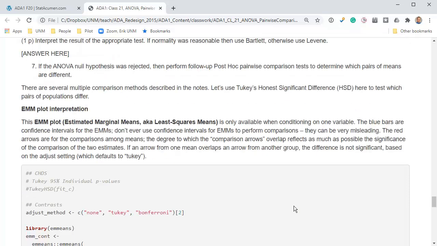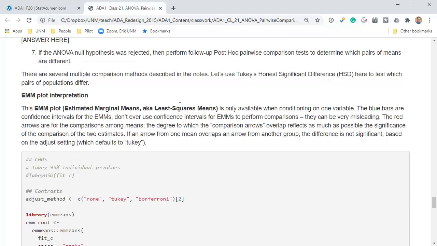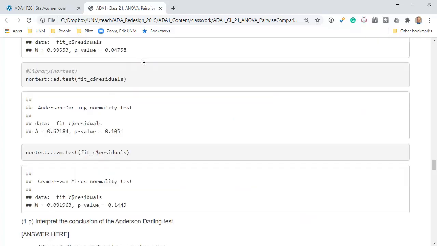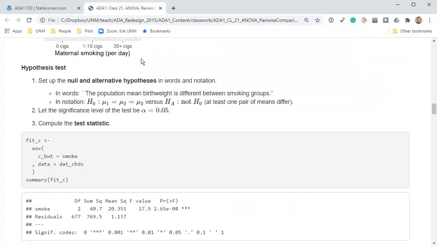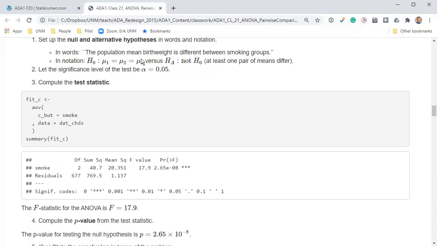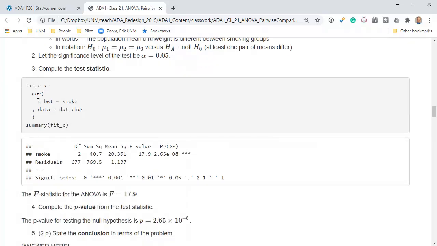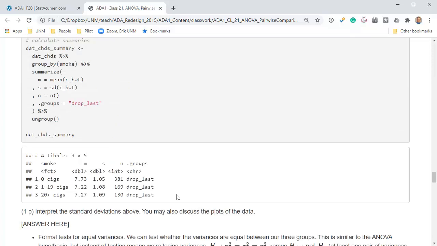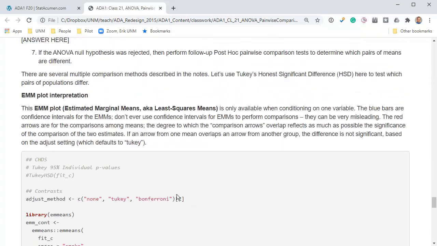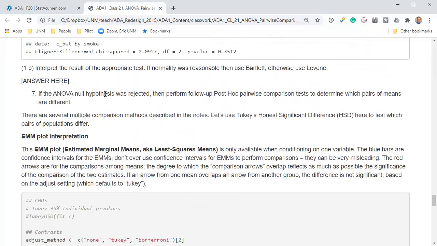All right, we are almost at the end of here. If the ANOVA hypothesis was rejected, so let me page up for a moment. We did the ANOVA, and we had a p-value that was small. So we rejected the null in favor of the alternative. So yes, we rejected the null. Then perform follow-up post hoc pairwise comparison tests.